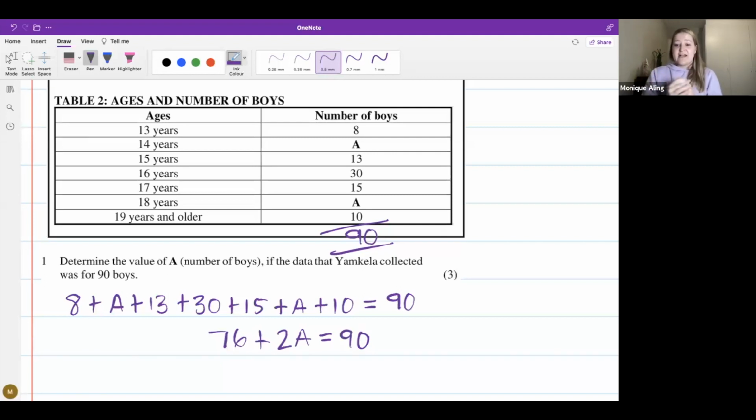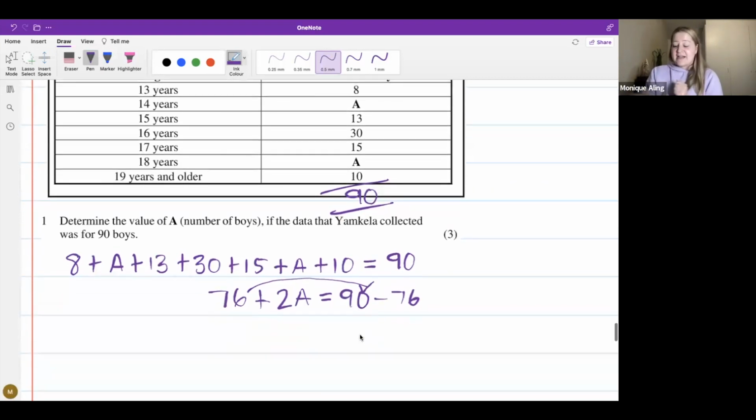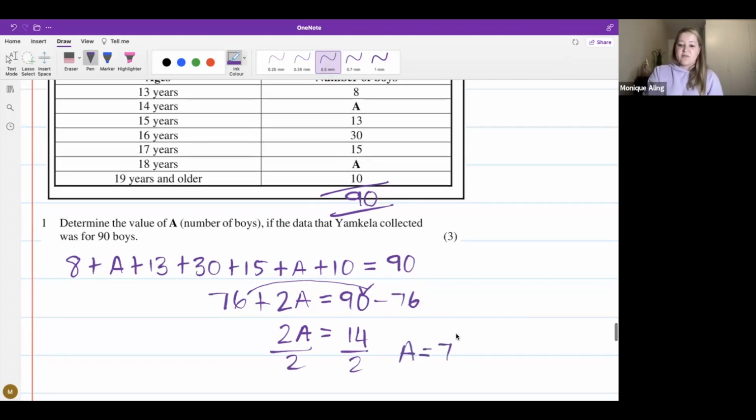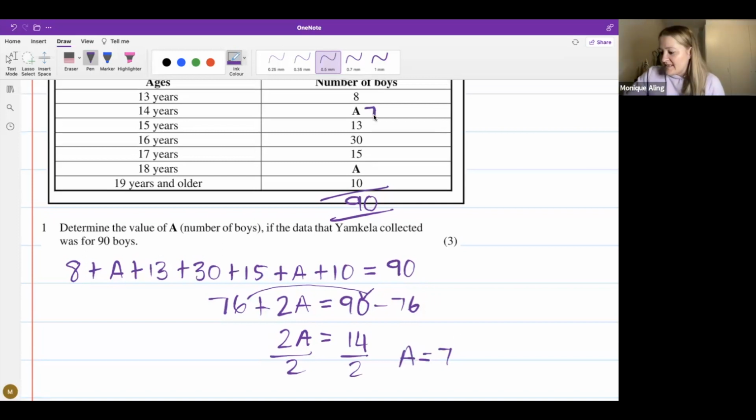Okay, which works in line with what Kagiso said. I'm now going to take my 76 to the other side. Because it's a positive 76 here, it becomes negative 76 on this side. So 2A is equal to 14, which is 90 minus the 76. And because there's 2 A's, I'm going to divide by 2. So A is equal to 7. So we can replace 7 wherever we see A over here, and if we add up all of these numbers, we will get to 90.